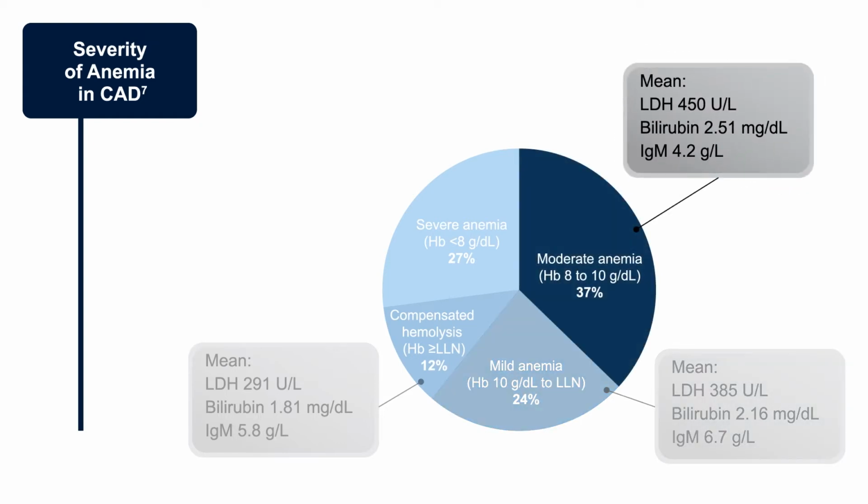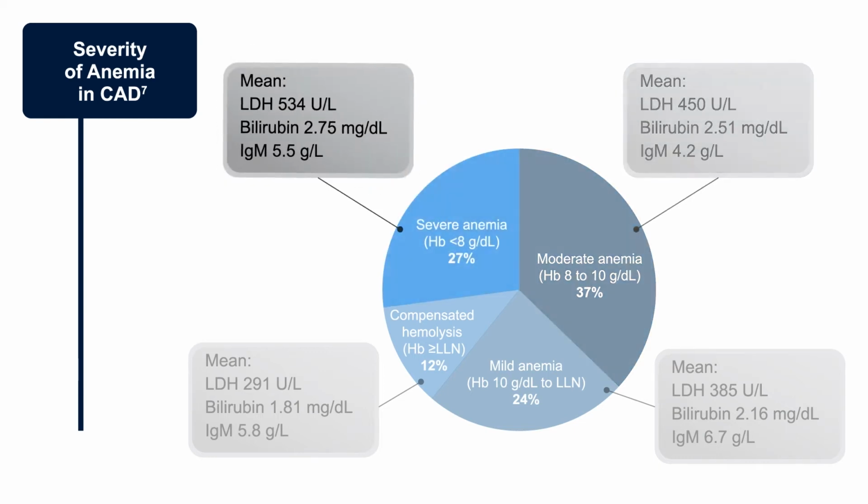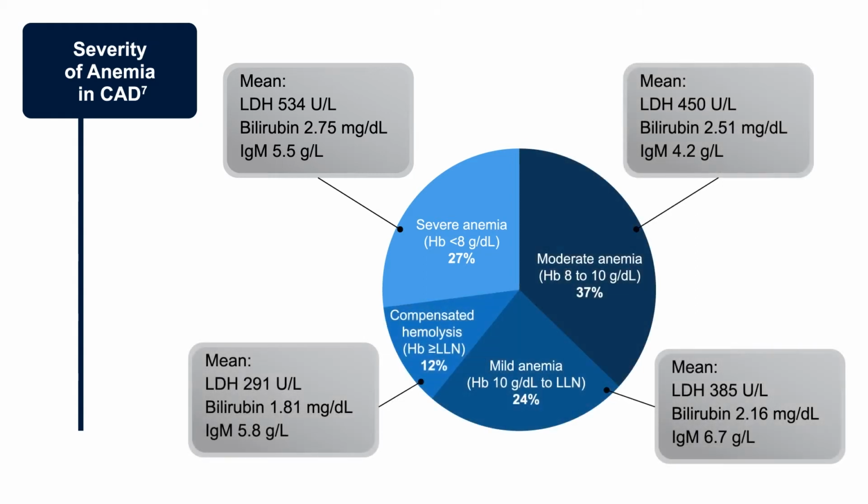37% had a moderate anemia, hemoglobin between 8 and 10, and a full 1/4, 27%, had quite a severe anemia with a hemoglobin of less than 8. As you can see, the more rapid the hemolysis, the higher the LDH, the higher the bilirubin, the less likely a patient is going to be able to compensate, and the more severe the anemia that will develop.